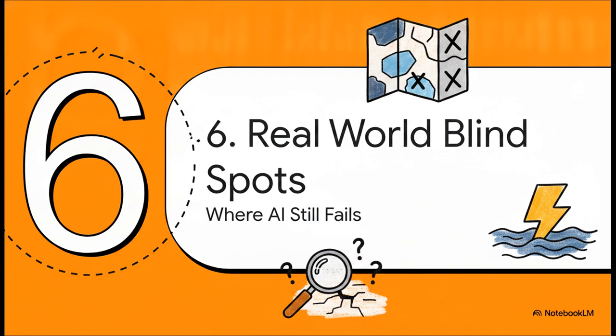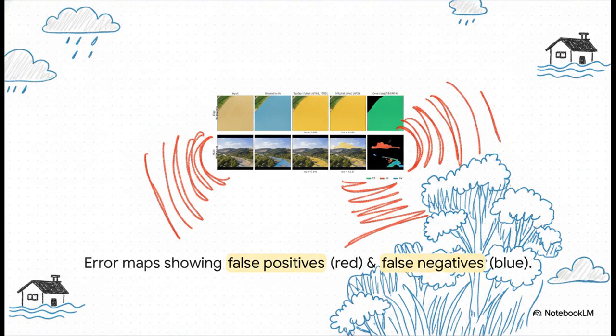Let's hit part 6, real-world blind spots, because even our incredibly fast, highly optimized champion model has some pretty critical weaknesses out in the wild. As you'll see here, this brilliantly illustrates exactly where the AI just completely gets tricked. If you look at the hard examples at the bottom, check out the red and blue zones. The red zones, those are false positives.